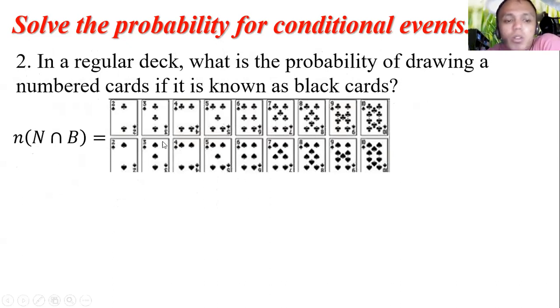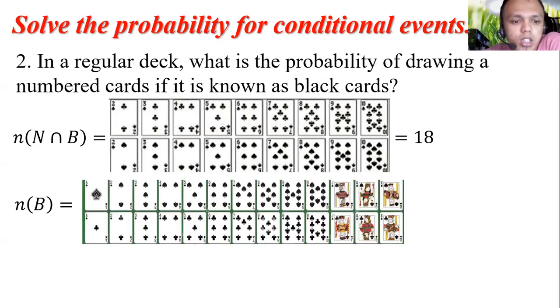So you can see the ace is not included, because ace is not a numbered card. So from 2 to 10 lang tayo. Okay? With the combination of clubs and then spade, all in all, we have 18. Then the number of events for B, which is black cards, is this one. Now, all in all, we have 26.